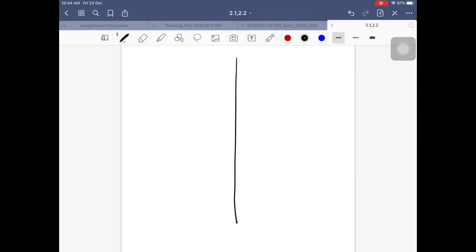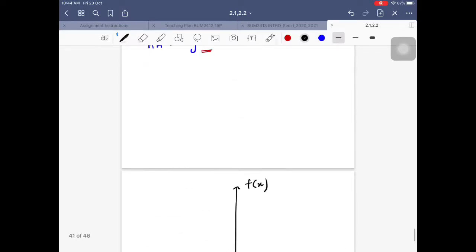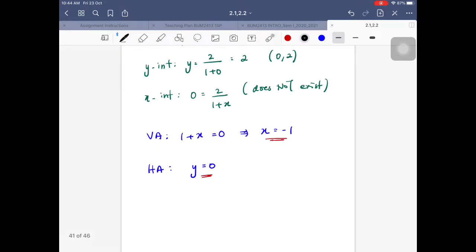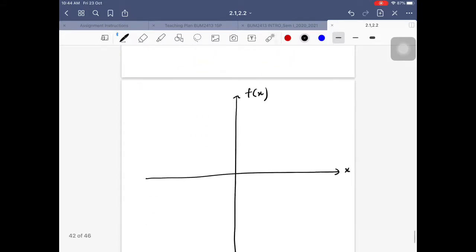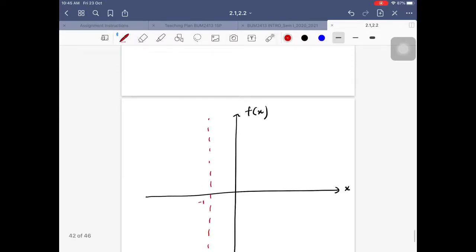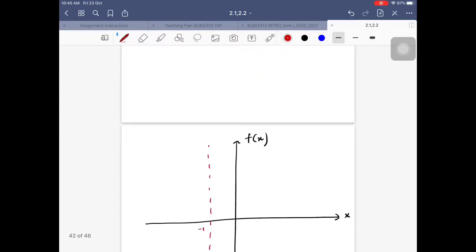So let's use black for the axis. Okay, so this is going to be my x. This is going to be my f of x. So for this case, I'm going to have the vertical asymptote at x equal negative 1 here. Okay, so this is going to be x equal negative 1.